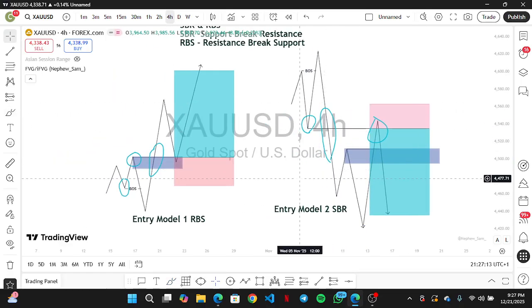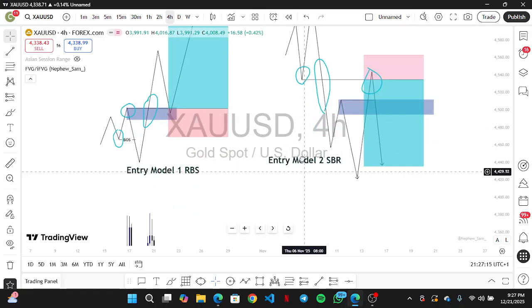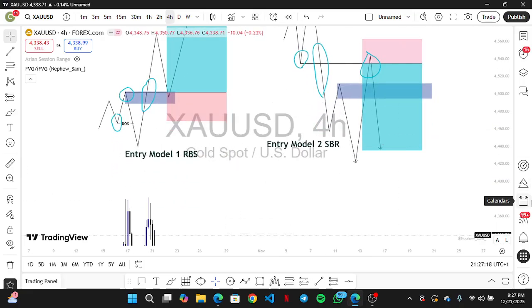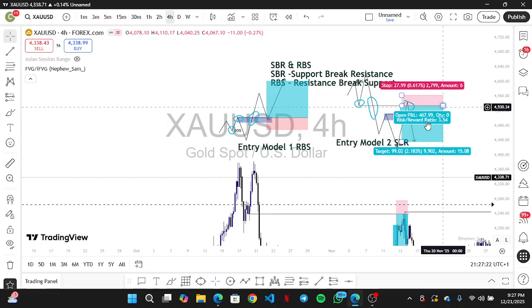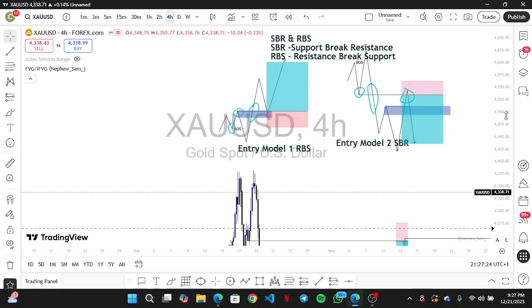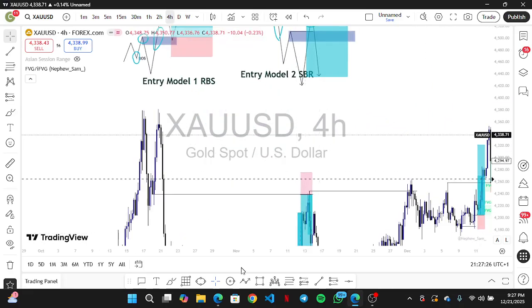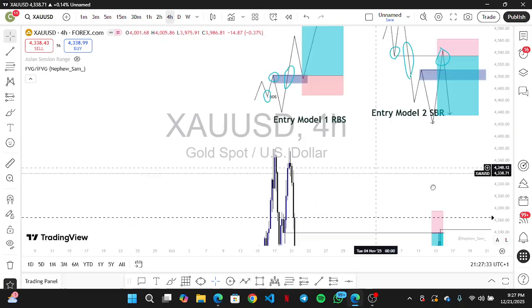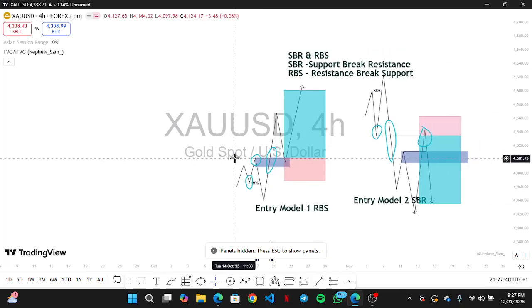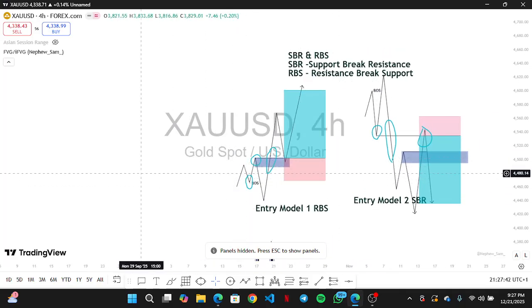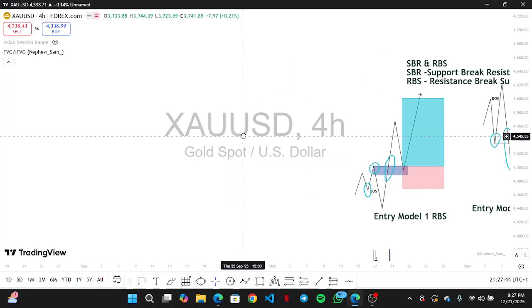So these are the two entry models, entry model 1 and entry model 2. The last but not the least, which is the most important entry model I use, and I target 5RR whenever I see it, is the liquidity entry model. So basically, these are the two things, entry model 1, entry model 2. I'll show you guys how to use them shortly. I just want to narrate how they're used now.